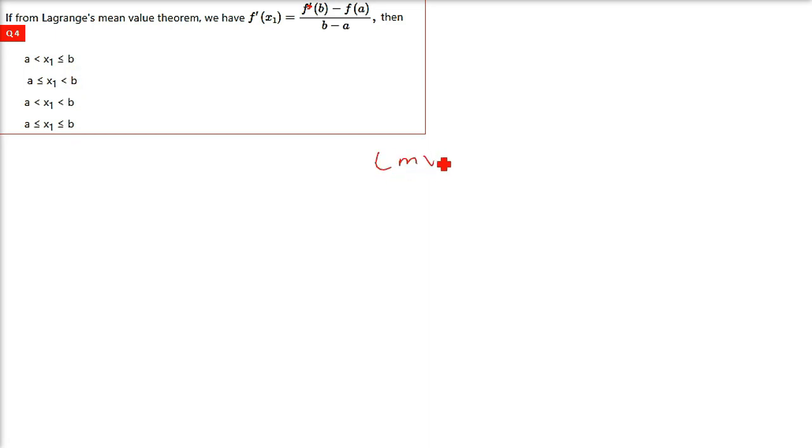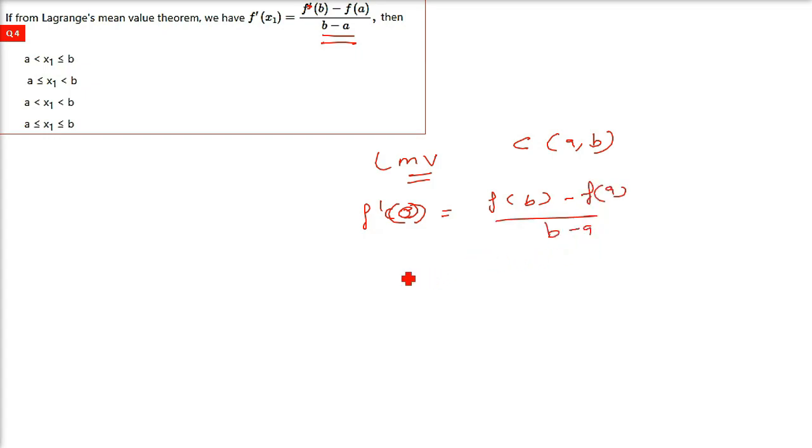So LMV is saying what? Lagrange mean value theorem, or LMV, says that the function has to be continuous and differentiable. If it is continuous and differentiable, then f dash x or f dash c or f dash x1 in this case is equal to fb minus fa by b minus a. So this f dash c, this is x1. So x1 is between what? x1 has to be between a and b.